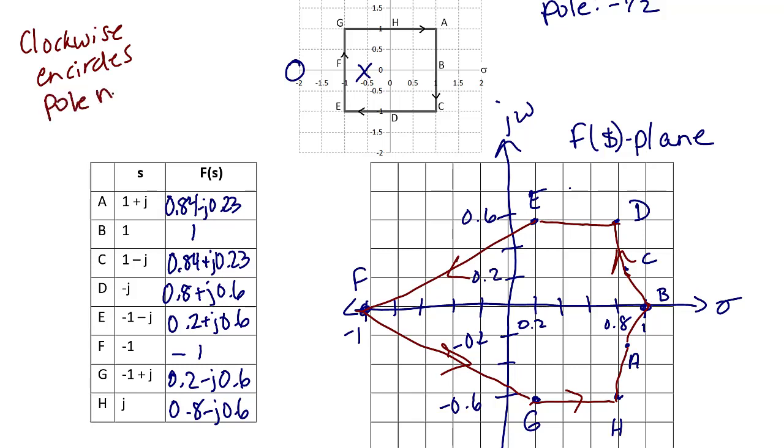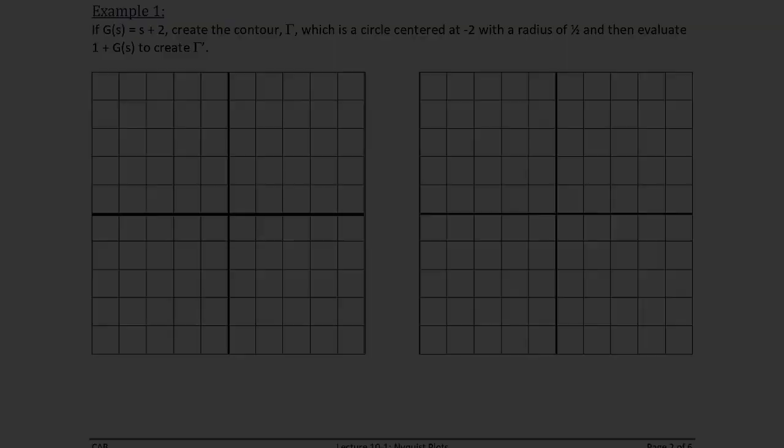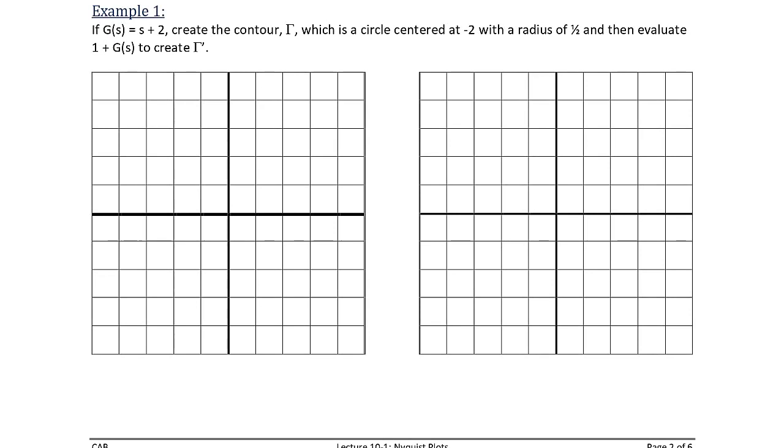Example 1. If g of s is equal to s plus 2, create the contour gamma, which is a circle centered at negative 2 with a radius of 1 half, and then evaluate 1 plus g of s to create gamma prime. So we see that we have 1, 0 at negative 2. So on our S plane, we're going to label negative 1 and negative 2. And we're going to label our zero.